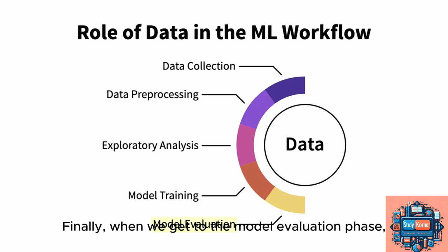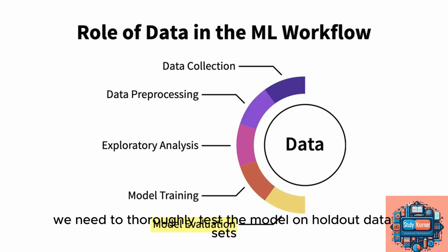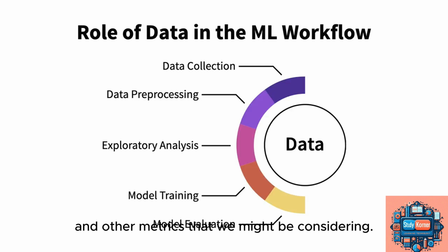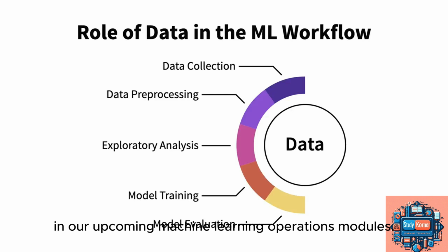Finally, when we get to the model evaluation phase, we need to thoroughly test the model on holdout datasets to evaluate metrics like accuracy, fairness, robustness, and other metrics that we might be considering. This ML lifecycle is what we see in development. The production lifecycle is more complicated, but don't worry, we will be discussing that in our upcoming machine learning operations modules.